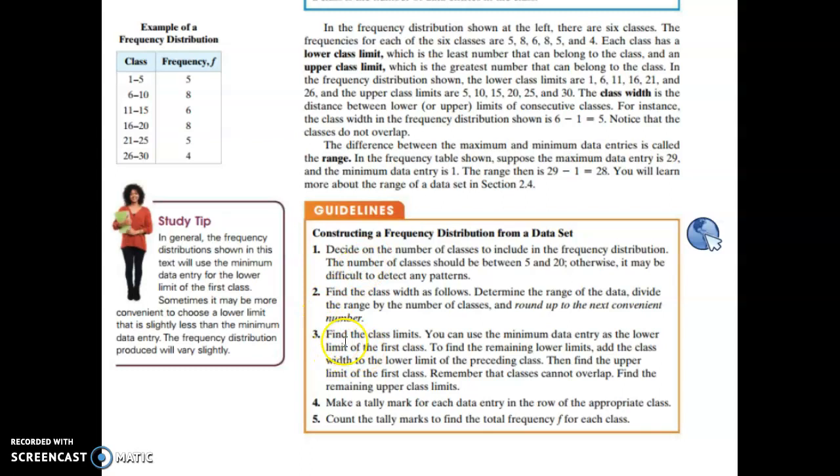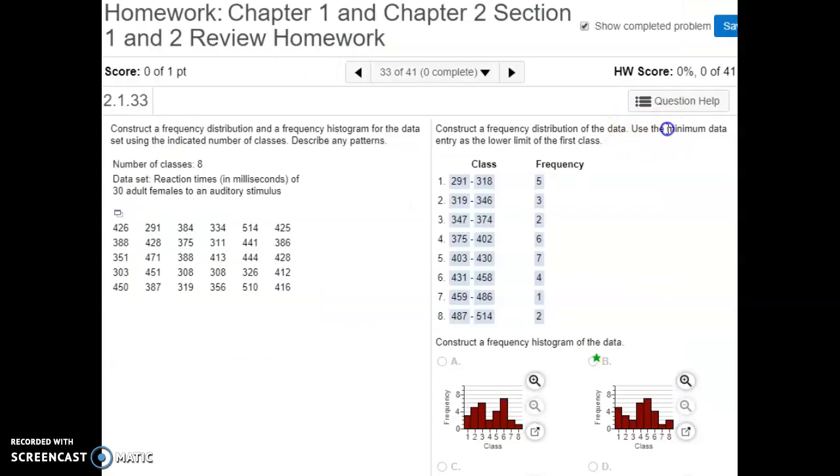So now we want to find the class limits, the lower and upper limits. We're going to use the minimum data value as the lower limit of our first class. And so it's 291, that's going to go here. And then we add 28 to that to get the next lower limit, and add 28 more to get the next lower limit, and so on. And once you have all the lower limits, then you want to go back and write in the upper limits.